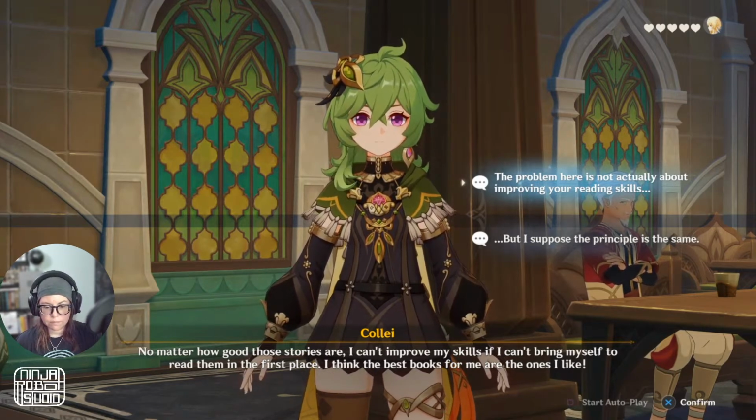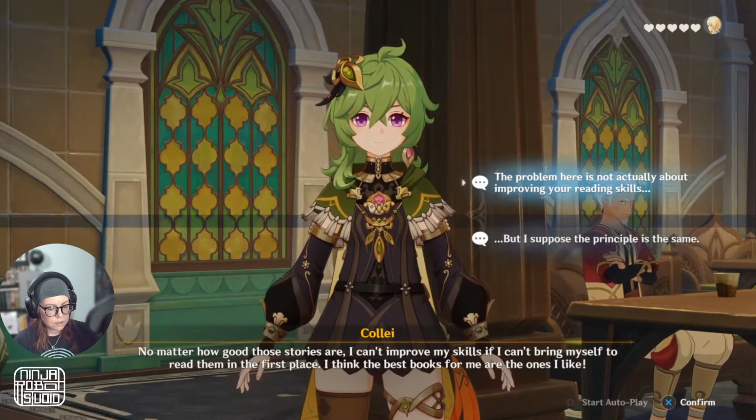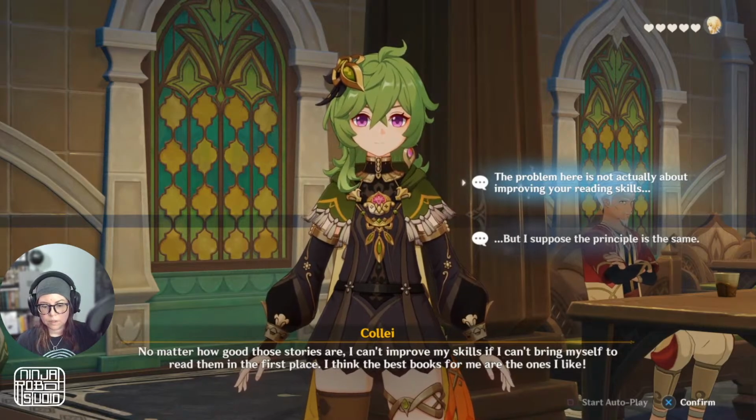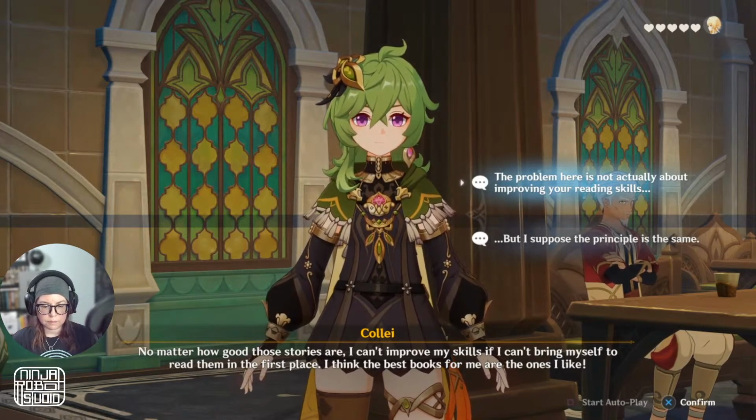They didn't bring up that point about how it kept changing writing styles. So no matter how good those stories are, I can't improve my skills if I can't bring myself to read them in the first place. I think the best books for me are the ones I like. So that's Colet's thought, and now my response is, the problem here is not actually about improving your reading skills, but I suppose the principle's the same.